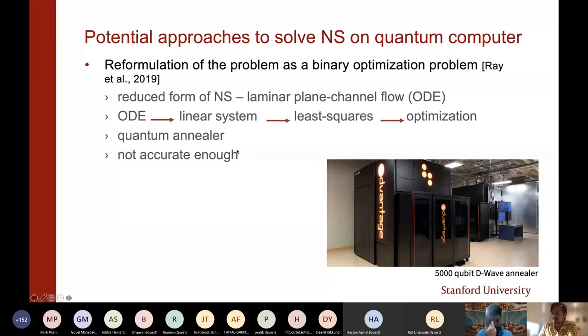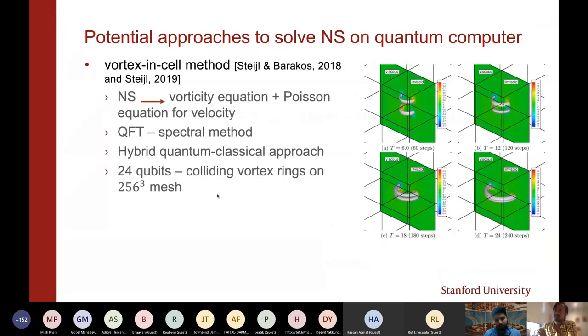And again, a lot of people might know, the quantum annealer is not equivalent to a universal gate quantum computer. I'm just showing a picture on the right, one of the latest 5,000 qubit D-Wave quantum annealers. But for universal gate, I think the largest machine is probably on the order of 100 qubits. You can see the difference there. And also their simulation was not very accurate. So I wouldn't say this is the way to go in the future for Navier-Stokes, but I just wanted to mention it.